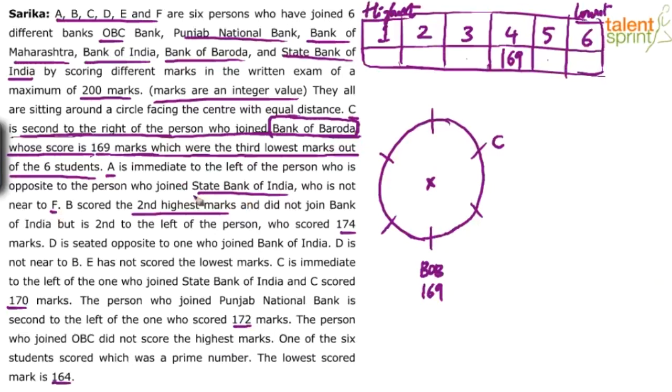So A, SBI, F, all three or none of these three have been plotted on the circle already. So this statement is not going to help us immediately. Definitely the information given is valuable, but we cannot use it immediately here, right? So let's go to the next point.